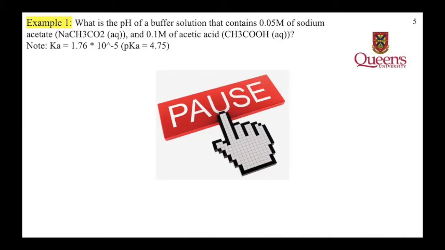Now that we've done some review and we've gone over two examples of non-biological buffer systems, we will now jump into some practice questions. The first practice question is, what is the pH of a buffer solution that contains 0.05 moles per liter of sodium acetate and 0.1 moles per liter of acetic acid? Note that Ka is equal to 1.76 times 10 to the negative 5 with a pKa of 4.75. Now please pause the video and try this question on your own.